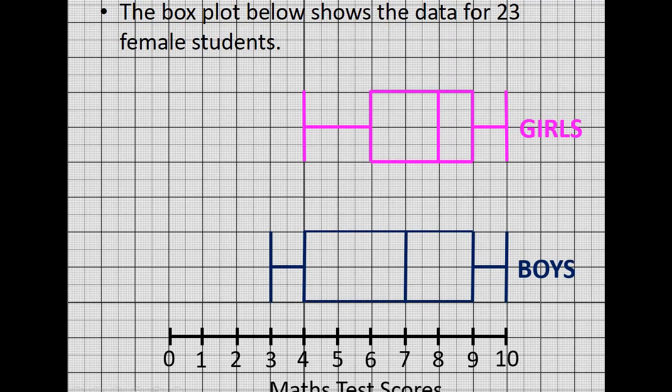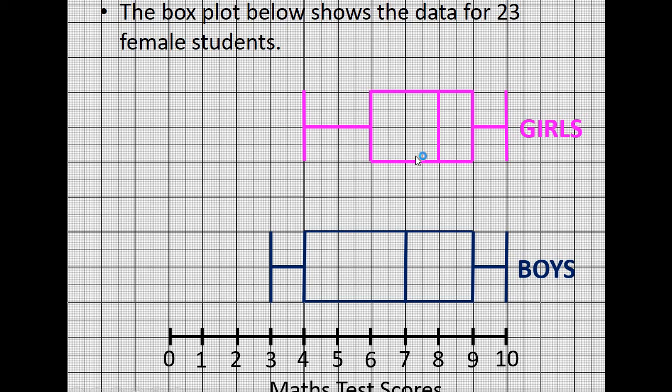If we put two of those side by side for 23 female students and also a set of male students underneath, it makes it really easy to compare. You can see the median for the boys is lower at 7 than it is for the girls. We can see that the boys' results have a much larger interquartile range and therefore are less consistent than the girls' results, which are less spread out. And in fact the whole range, which is the maximum take away the minimum, is greater for the boys than it is for the girls.